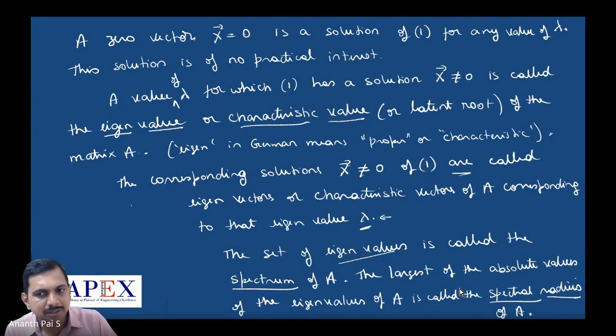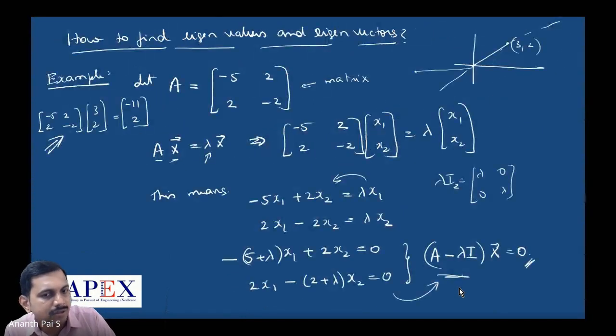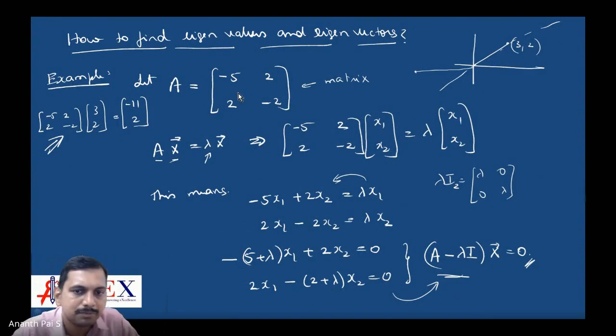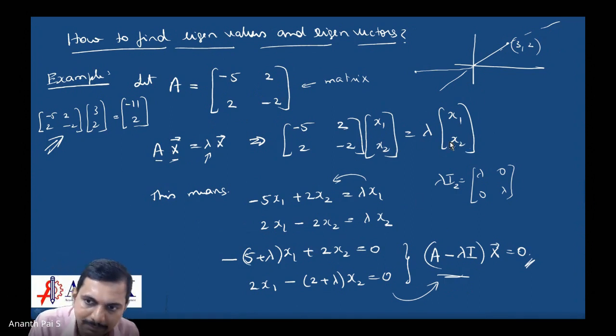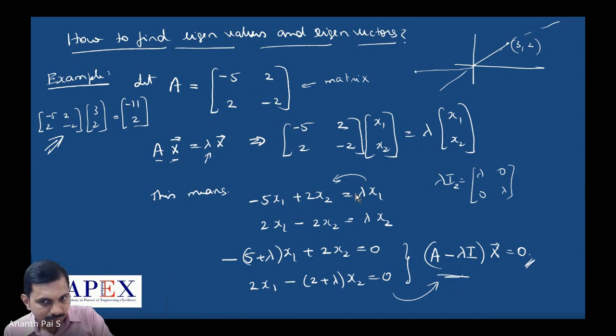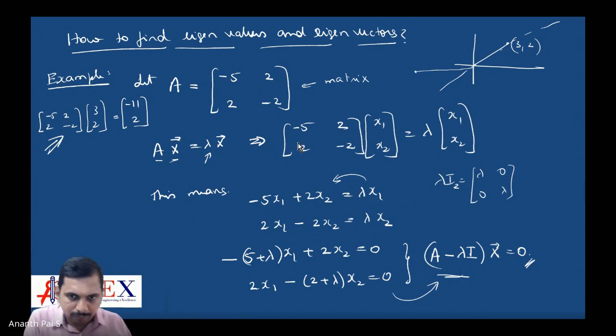Now, there has been a lot of things, we will not worry about it later on. Let us see, for example, a matrix minus 5, 2, 2, minus 2, right? You multiply by x1, x2, you should get lambda into x1 and x2. That's the main thing. We don't know what is lambda, we don't know what is x1 and x2. So you write lambda into x1. Minus 5 into x1 plus 2 into x2 should be equal to lambda into x1. 2 into x1 minus 2 into x2 should be lambda into x2.